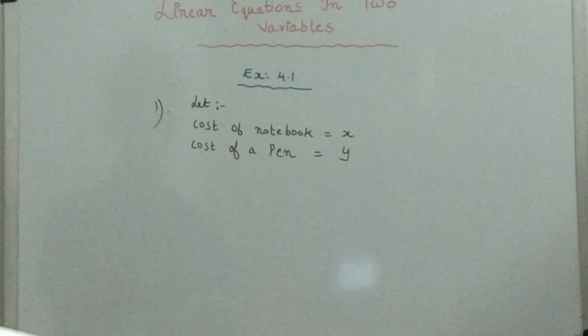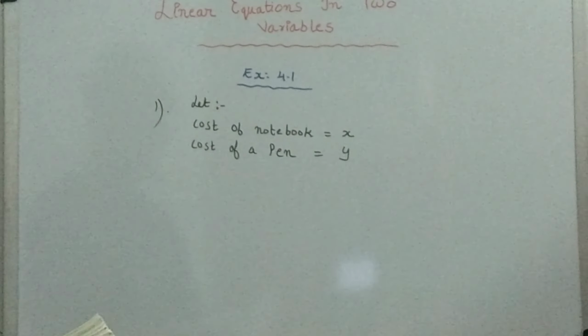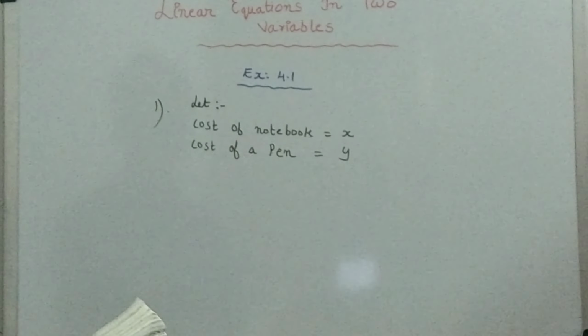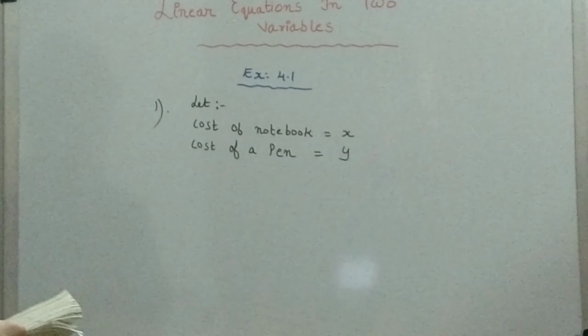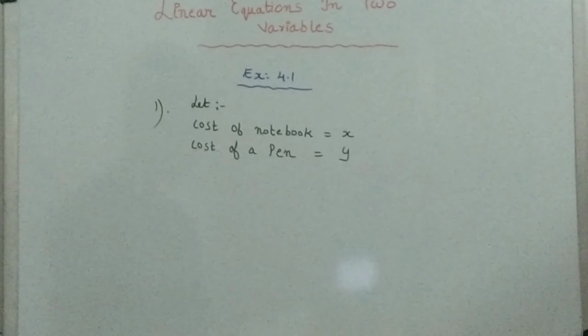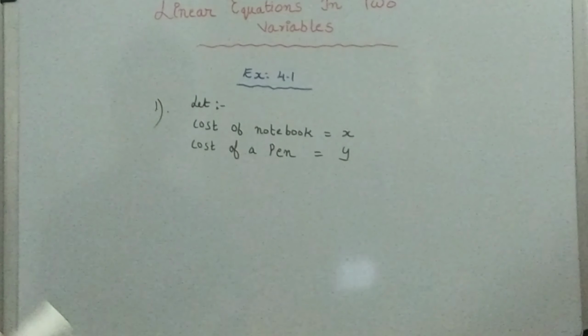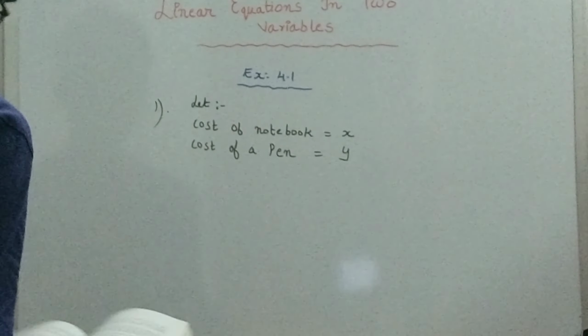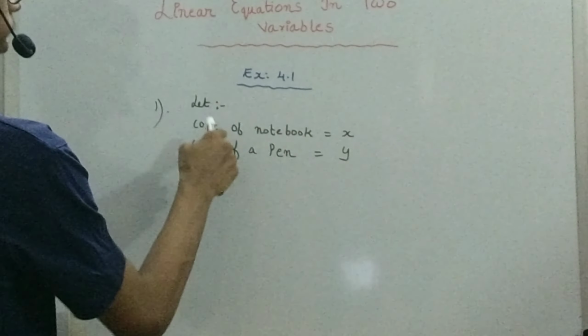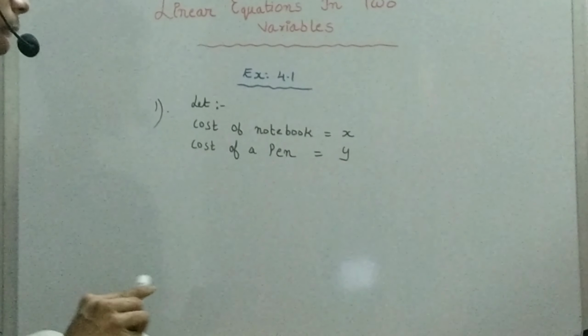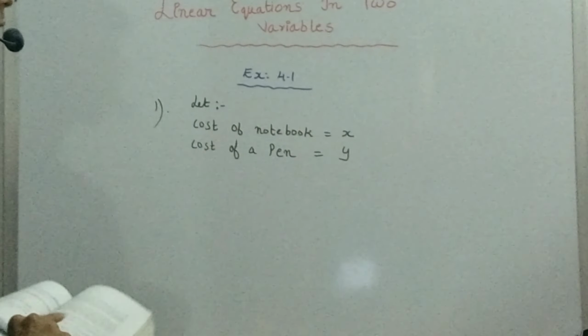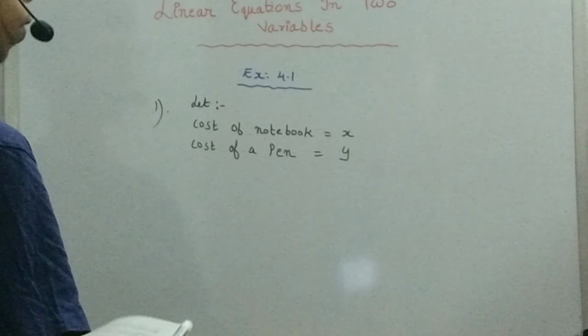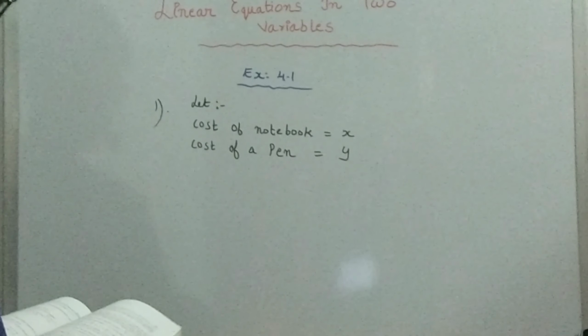So now let's move on to exercise number 4.1. First question. The cost of a notebook is twice the cost of a pen. Write a linear equation in two variables to represent this statement. So here let us consider the cost of the notebook equals x and the cost of the pen equals y, because these are two unknown quantities and we don't know the exact cost of them.